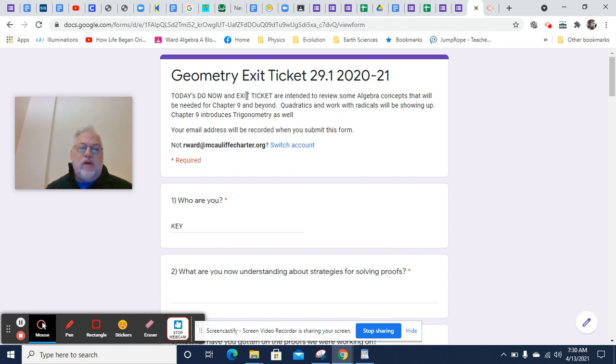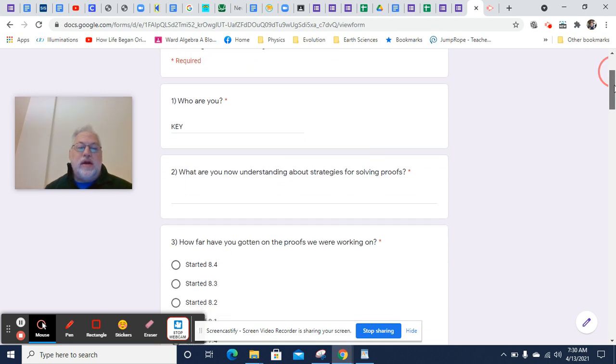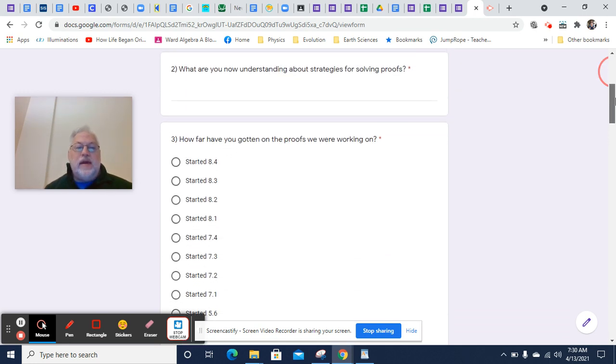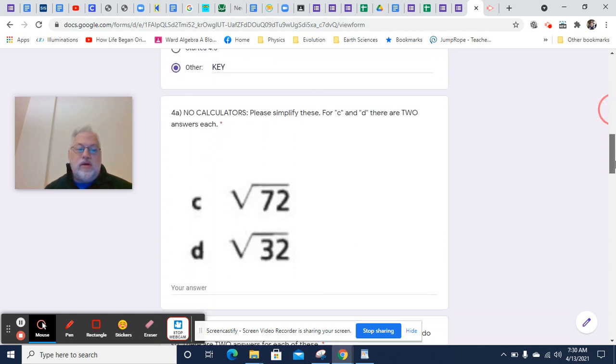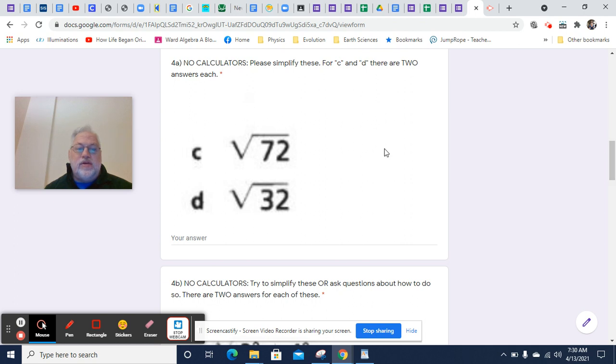Again, we are reviewing some algebra concepts about radicals and quadratics to get you ready for Chapter 9 when you get there. So here we go. They are similar questions to the do now. Once again, I don't want calculators and I don't want decimal answers, and I want you to just give it a try.